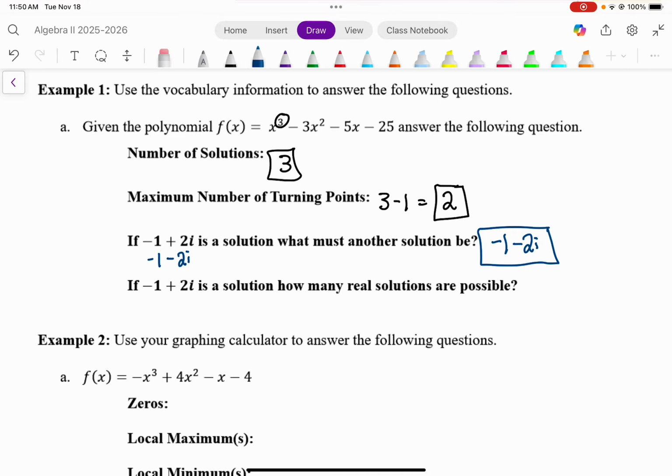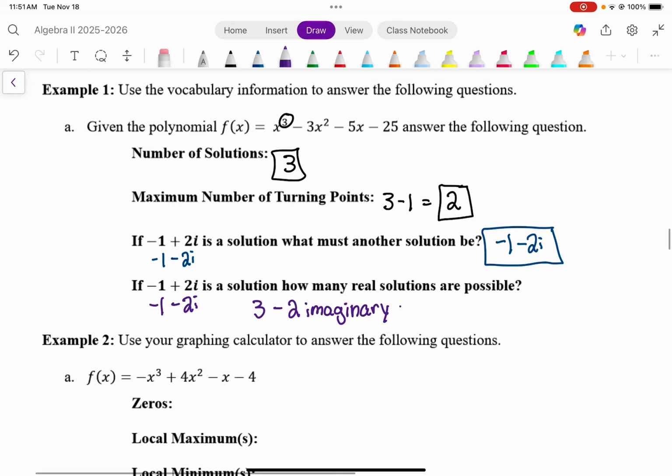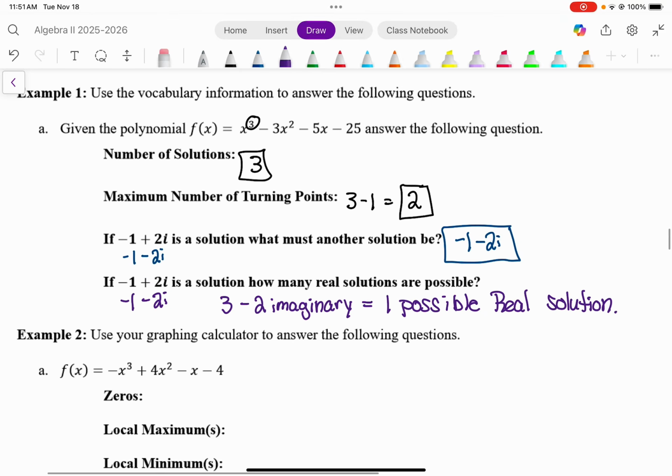So if negative 1 plus 2i is a solution, how many real solutions are possible? So because we know negative 1 plus 2i is a solution and negative 1 minus 2i is a solution, and we can only have 3, we would have 3 minus the 2 imaginary. That means that there's only one possible real solution. So it's just going through and eliminating the other options to see what your possible answers are for the real parts.